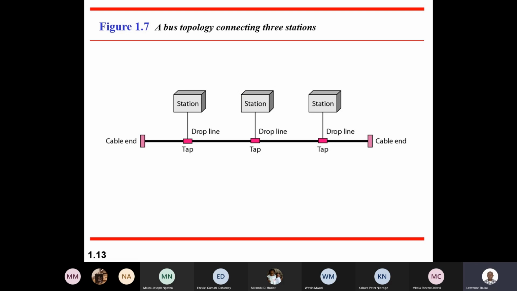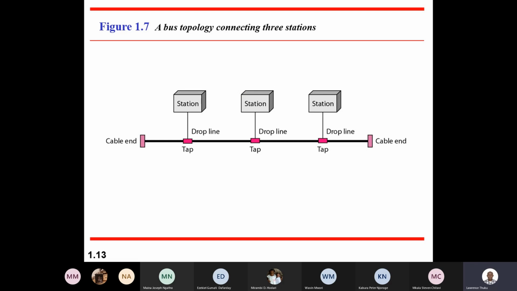Of course, this is what happens. We have a single medium of transmission with the cable ends being terminated. It could either be a fiber optic cable or a coaxial cable. Mostly those are the two cables normally used for this kind of topology. And of course, you have a drop line. Now, this drop line uses what we call the T connector, which connects the machine to the cable itself.